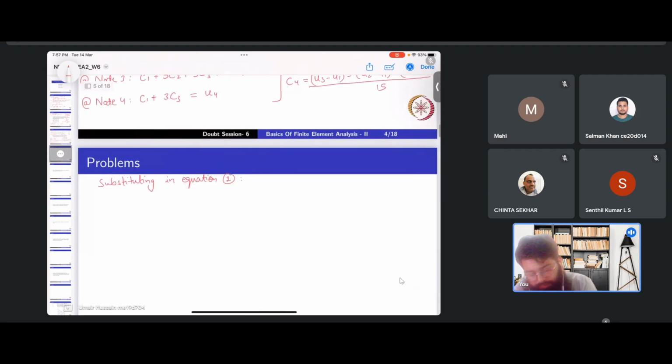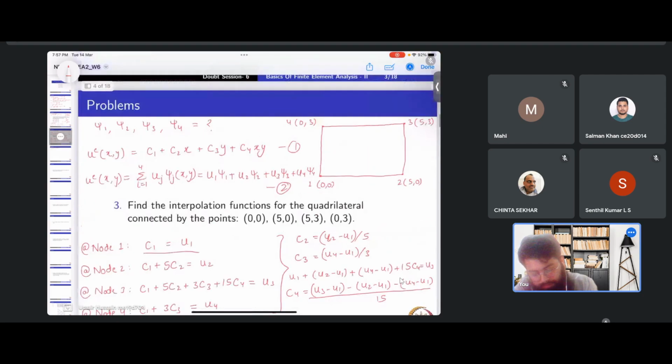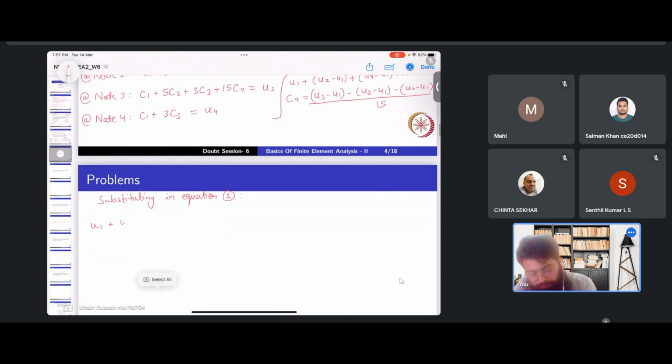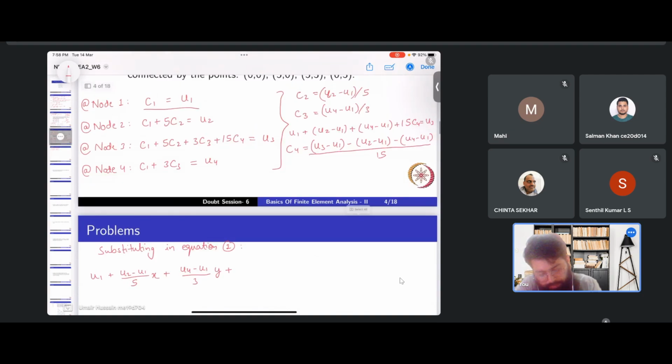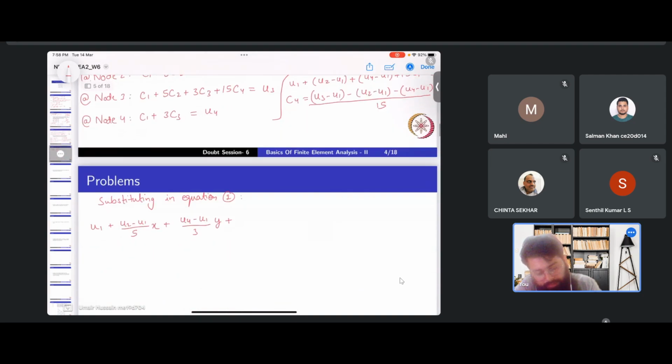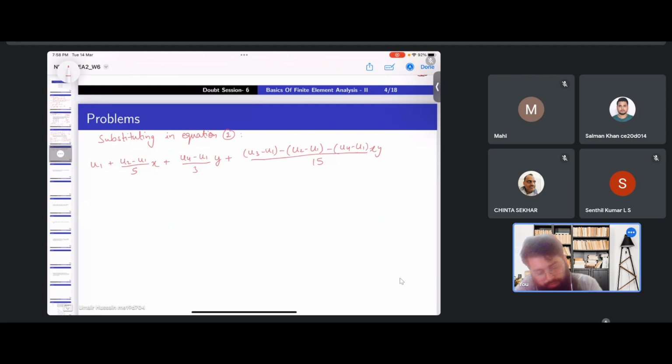So we have c1 equals u1 plus c2x, c2 is u2 minus u1, plus c3y, c3 is u4 minus u1, by 3, sorry, y, plus c4, a big chunky expression, u3 minus u1, u2 minus u1 plus u4 minus u1, upon 15xy. So now all of this is equal to u.